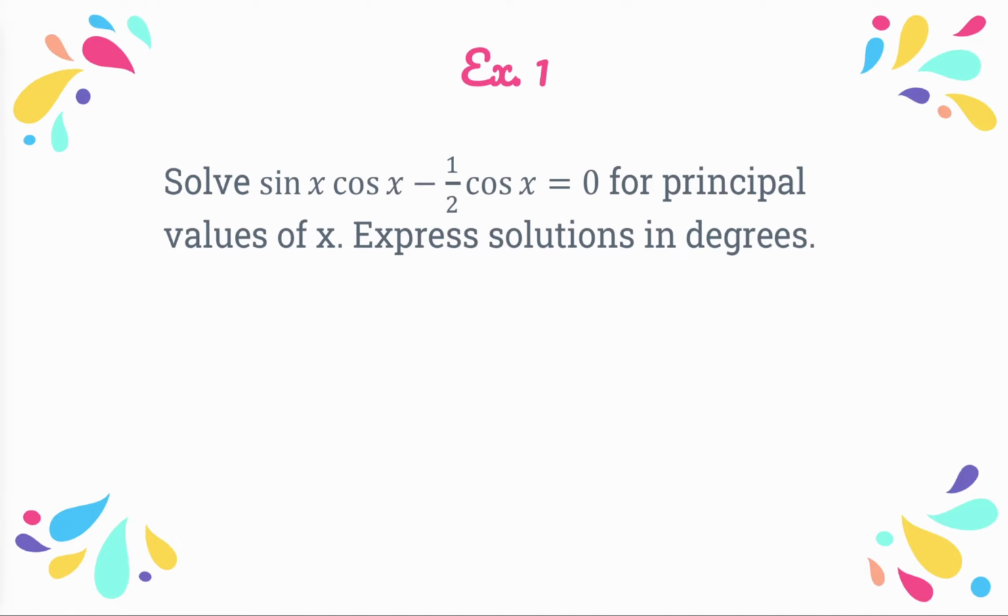So solve sine x cosine x minus 1/2 cosine x for principal values of x. So both of these have a cosine in them. We can factor out a cosine and make this cosine x times sine x minus 1/2. Now we've got two things multiplied together to equal 0, so we can set each part equal to 0.